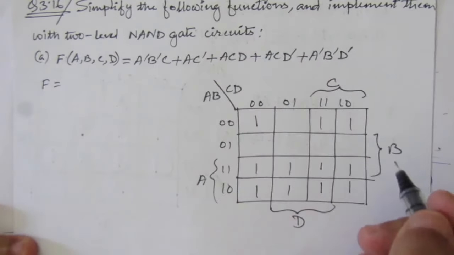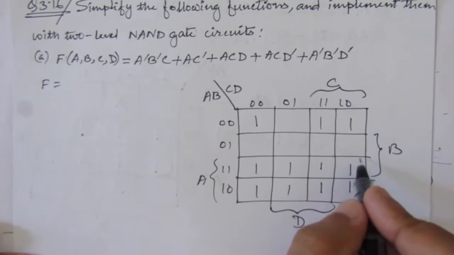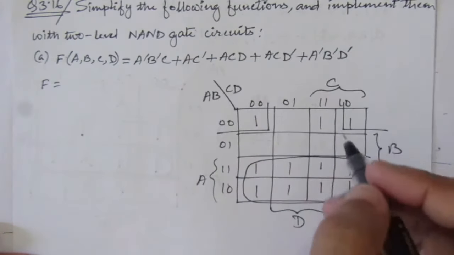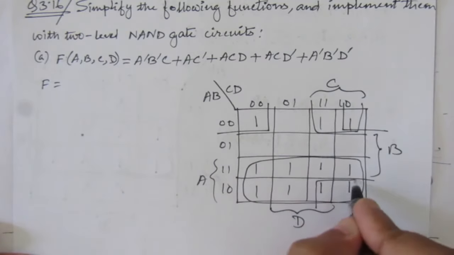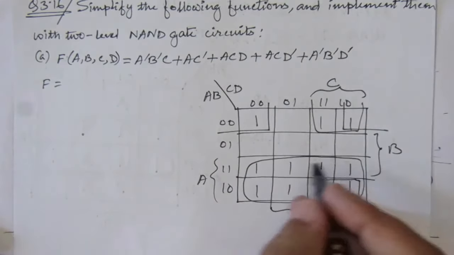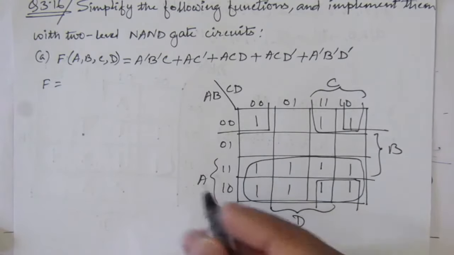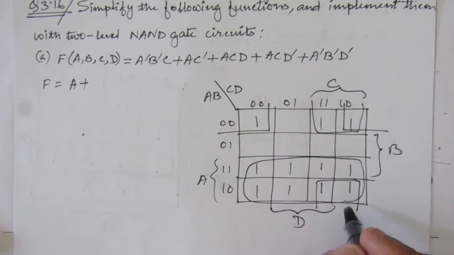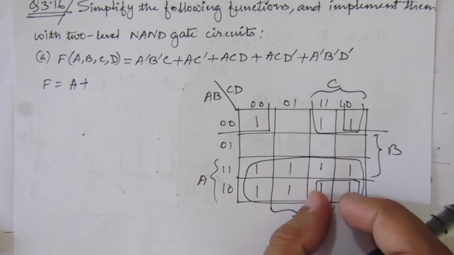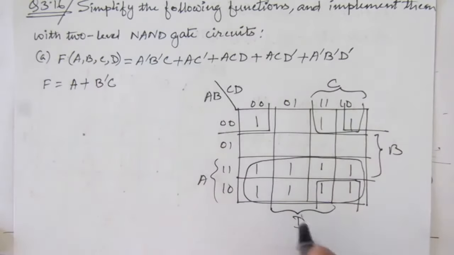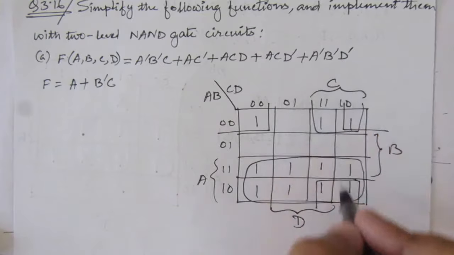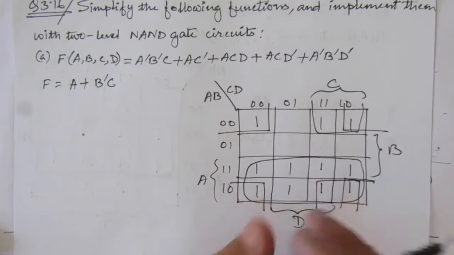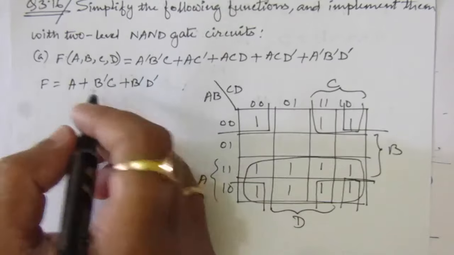Now let us simplify it and combine the terms. The first combination will be this one. Then we can see we have this combination. Then we can combine like this. Now we can write down the sum of minterms expression. From these combinations we get A plus, from this term, B bar C. Then all the corner values give us B bar D bar. So this is the simplified function: A plus B bar C plus B bar D bar.